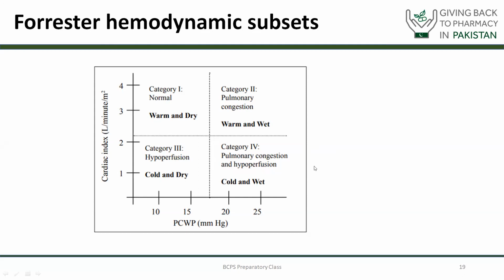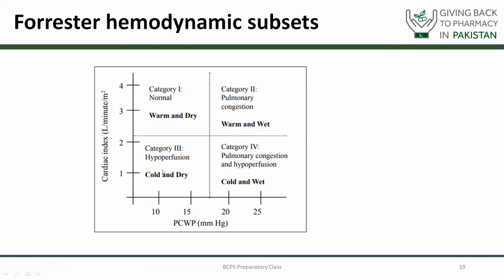Category 4 is the most complicated category, meaning there are both problems. The heart is not performing well, and the body has more volume than needed, and sometimes there is more resistance from the peripheries.